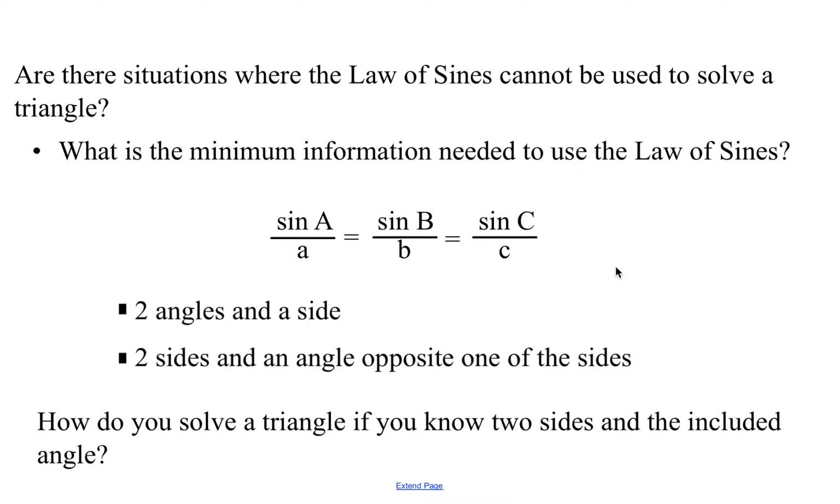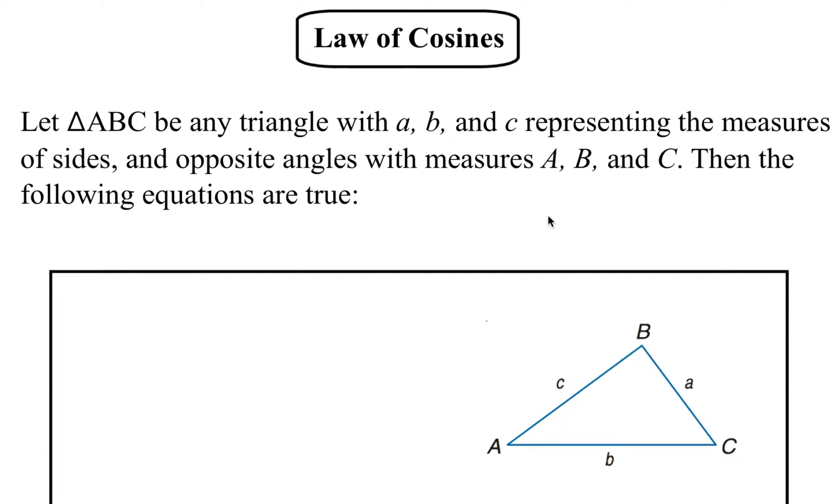So how do we solve a triangle if we know two sides and the angle that's included between them? In other words, what if we knew side a and side b, but then angle C? If we didn't know angle A or angle B, what if we only knew side a, side b, and angle C? Well, in comes the law of cosines to help us.